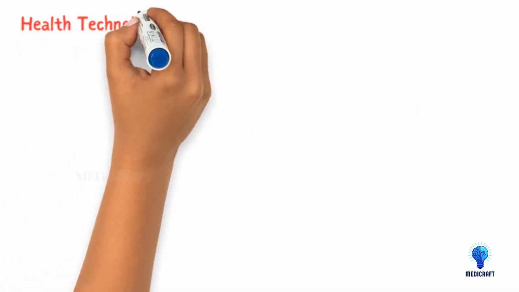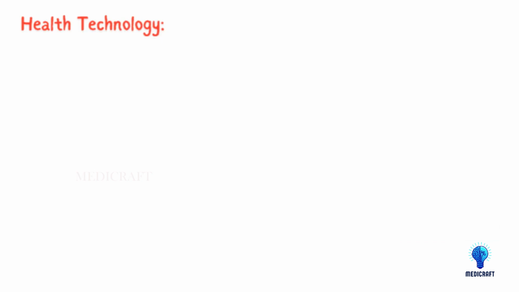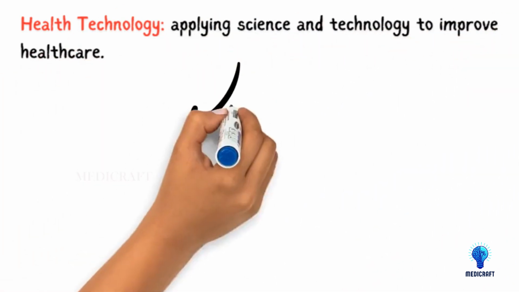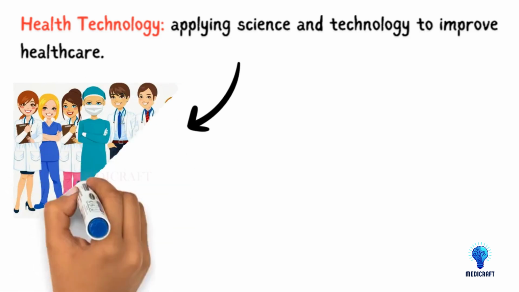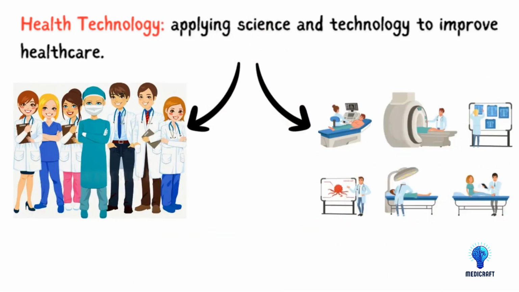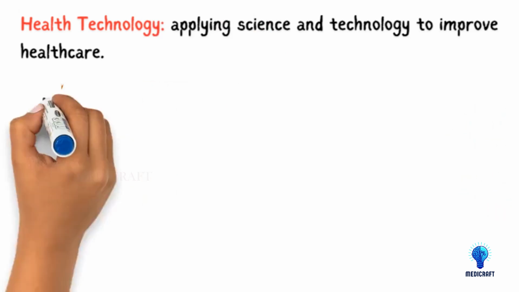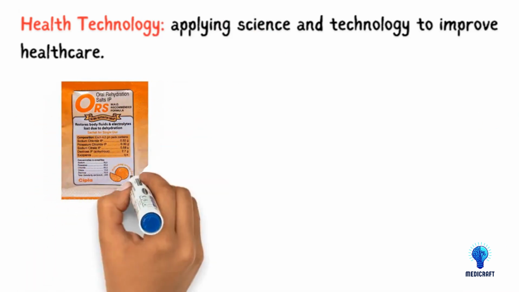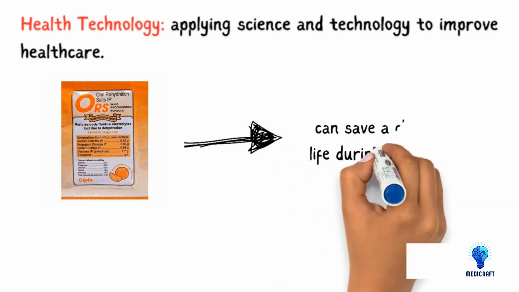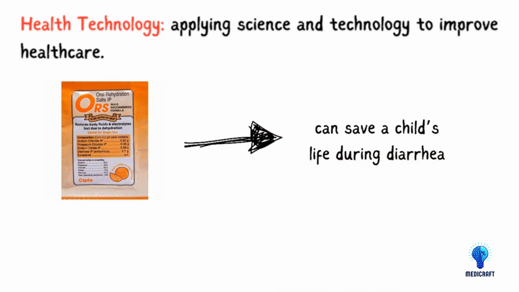Next up, health technology. This is all about applying science and technology to improve healthcare. It includes both manpower, doctors, nurses, health workers, and equipment and tools like CT scans, MRIs, and ECGs. A simple yet powerful example: oral rehydration salts, ORS. Something as basic as ORS can save a child's life during diarrhea. Just imagine the impact of advanced technologies.